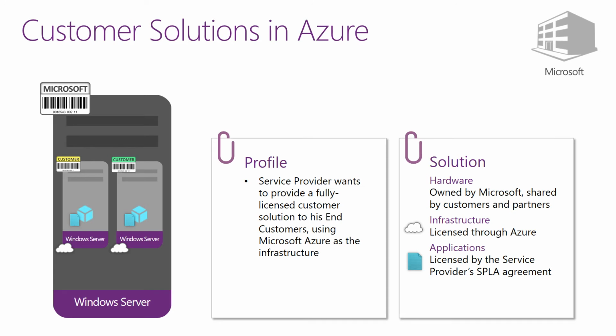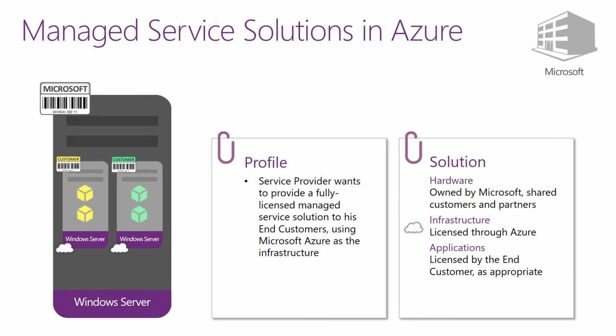Now, is this possible? Well, yes it is, on one condition. The customer solution must be just that. There needs to be primary and significant functionality added to the Azure services to make it a customer solution. And then something called an Azure hosting exception makes this perfectly acceptable. The service provider is then able to use his SPLA agreement to, for instance, license RDS functionality for the users in his end customers as required.